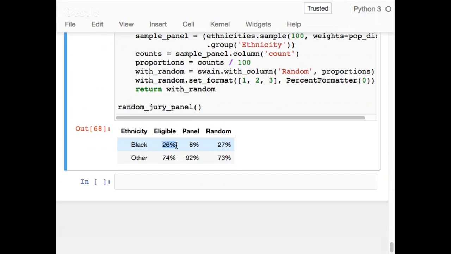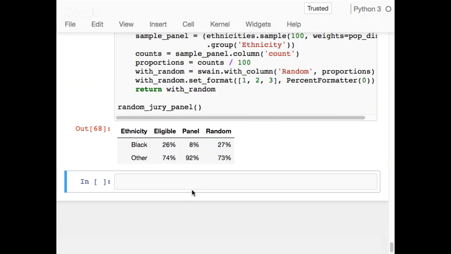What that gives me is a measure of difference, right? So these random panels, they're different from my eligible panel because they're drawn at random. I want to see whether those differences are likely. I want to see whether my actual panel's difference is likely. So I want to repeat this process a bunch of times.